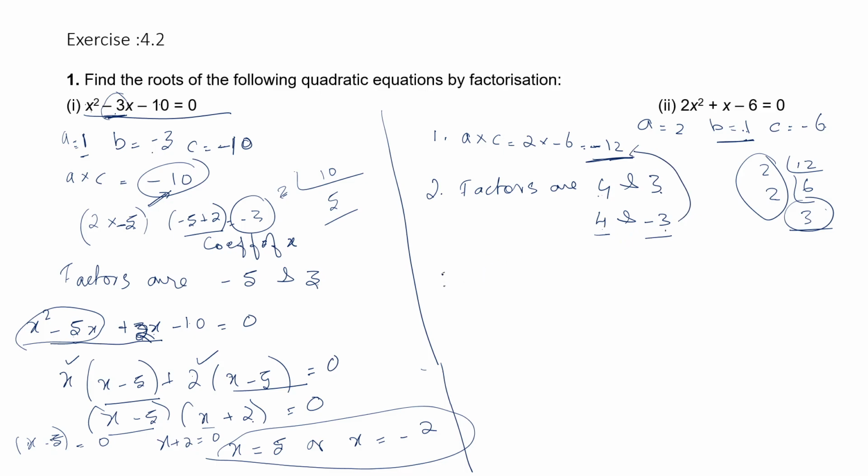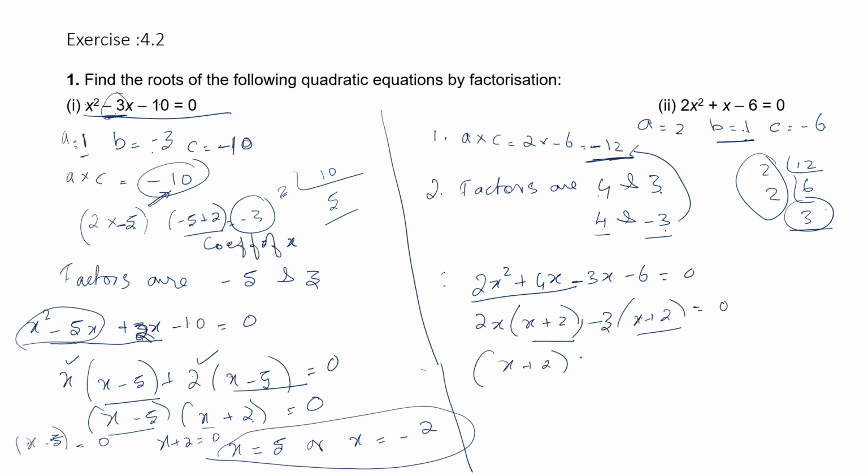So I'll write the equation as 2x² + 4x - 3x - 6, right? So I'll take whatever is common in this. 2x I can take common, so x + 2 will be inside. So here also I'll keep x + 2 and take whatever is remaining outside. So -3x - 6. Okay, so now this is common in both. I'll take x + 2 outside and the remaining will be 2x - 3.